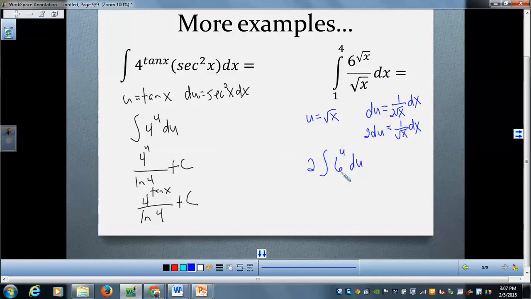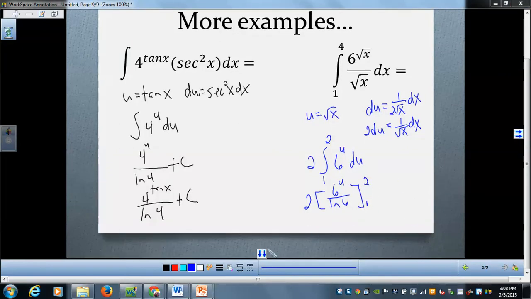Now my integrand is in terms of u, so now I want my limits of integration to also be in terms of u. So now I'm going to plug x in here. The square root of 1 is 1, so my lower limit of integration is 1. Then I'm going to plug 4 in here. The square root of 4 is 2, and so that's my upper limit of integration. So now when I integrate, I'm going to leave the 2 out front. The integral of 6 to the u would be 6 to the u divided by the natural log of 6. I'm going to evaluate from 1 to 2.